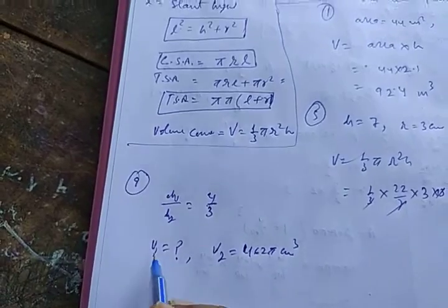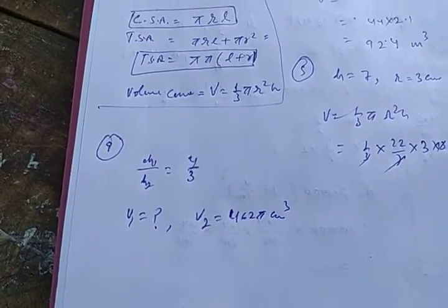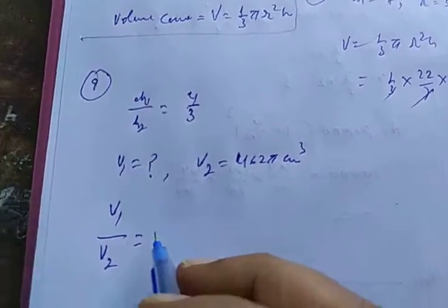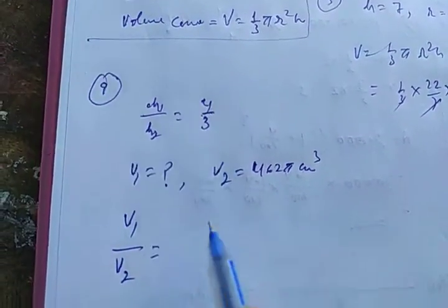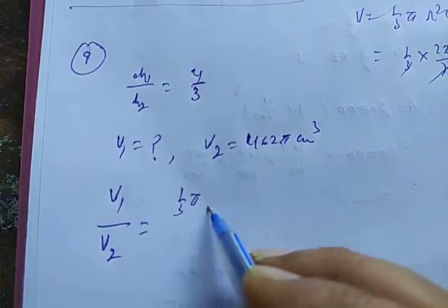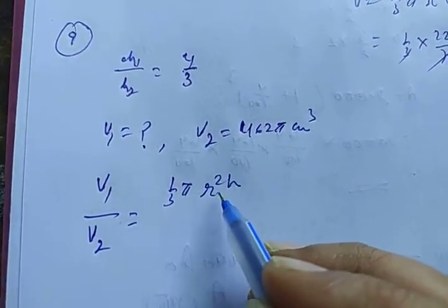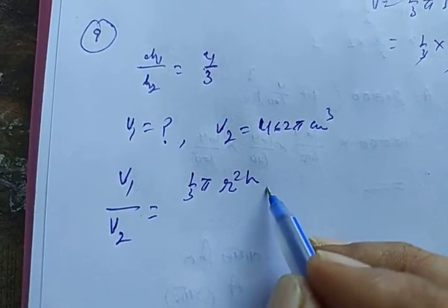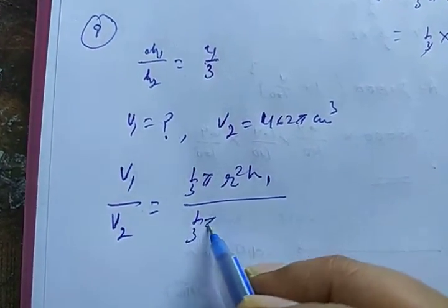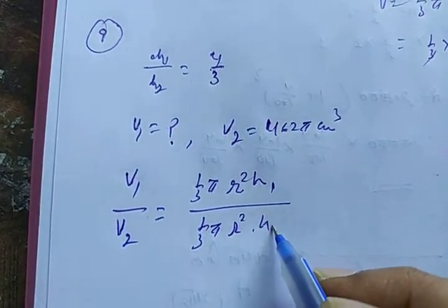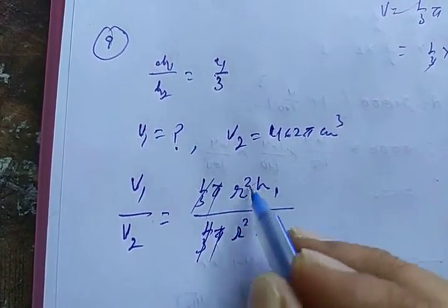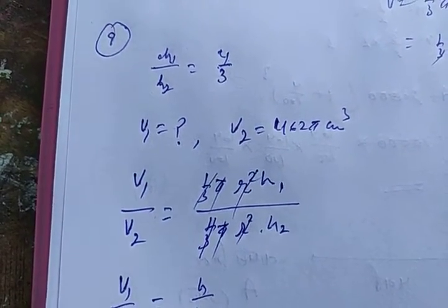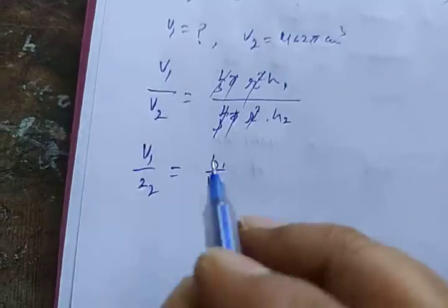Now for the purpose of solving this question, you calculate V1 upon V2. V1 is the volume of the first cone, meaning the bigger cone. This would be 1 upon 3 pi r square h1, and then 1 upon 3 pi r square into h2. You should write the same base, meaning the radius would be the same, the height is different. 1 upon 3 pi would be cancelled, r square would be cancelled. V1 upon V2 is equal to h1 upon h2. This is the relation coming.